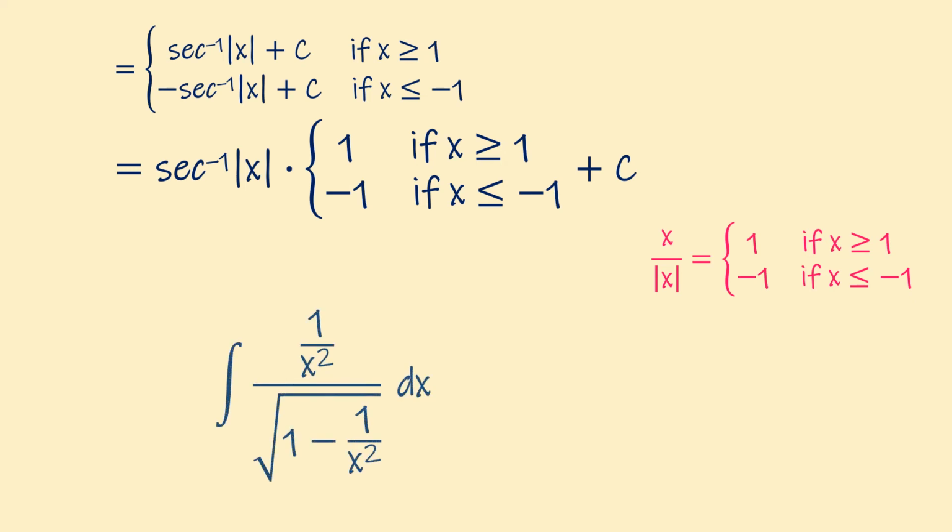Therefore, the integral of 1 over x squared all over the square root of 1 minus 1 over x squared dx is equal to the inverse secant of absolute value of x times x divided by the absolute value of x plus c.